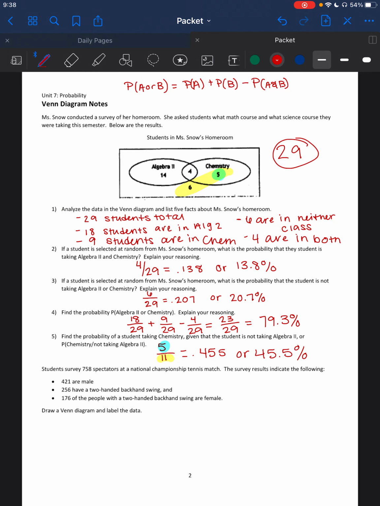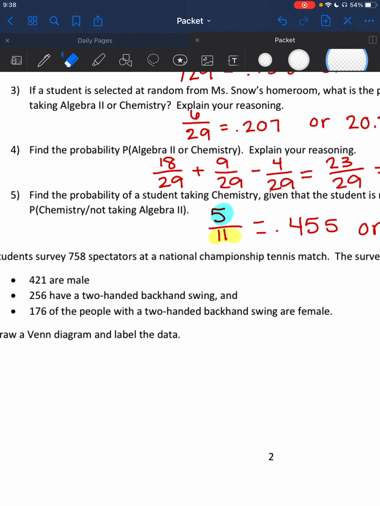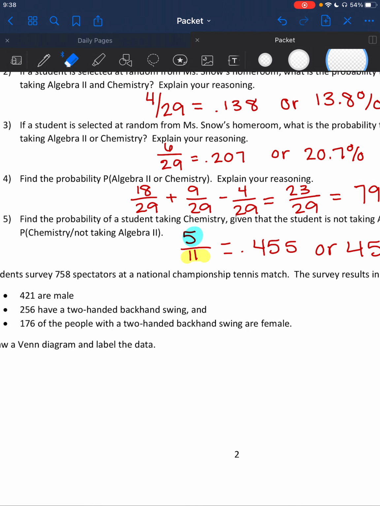Okay, next question. Students surveyed, there are 758 people surveyed at this tennis match. 421 are males. I'm going to actually write this differently. I'm going to actually break this down by each bullet point.